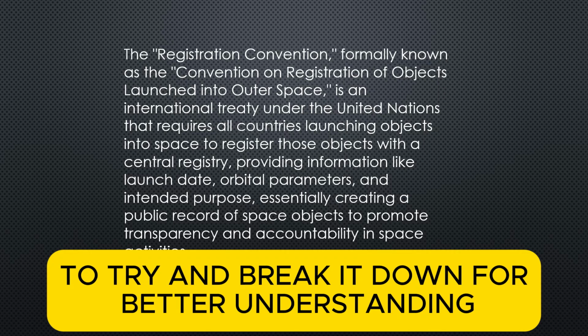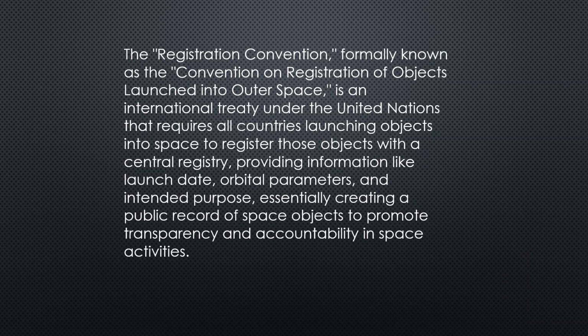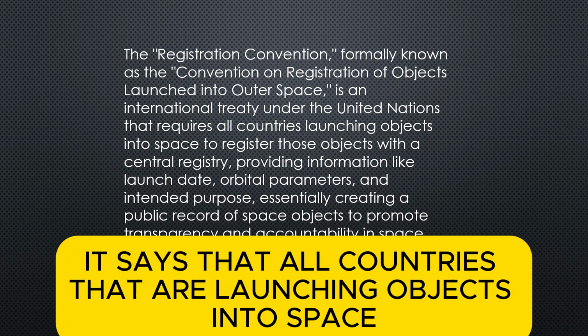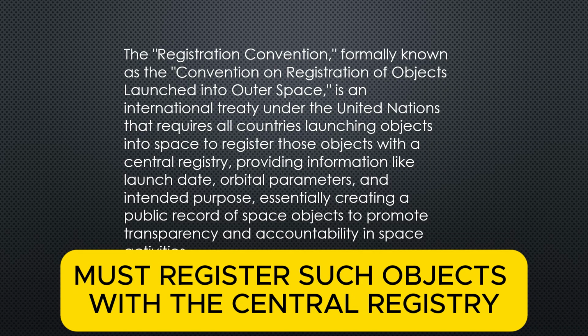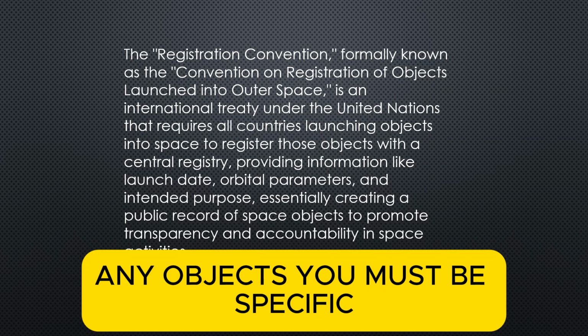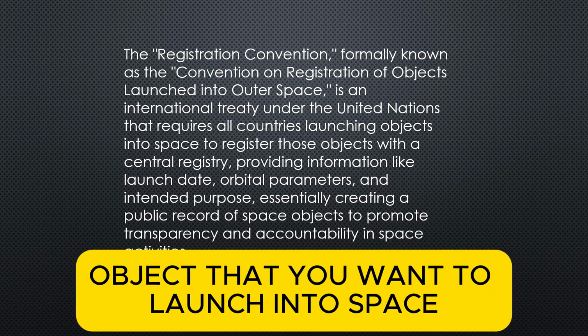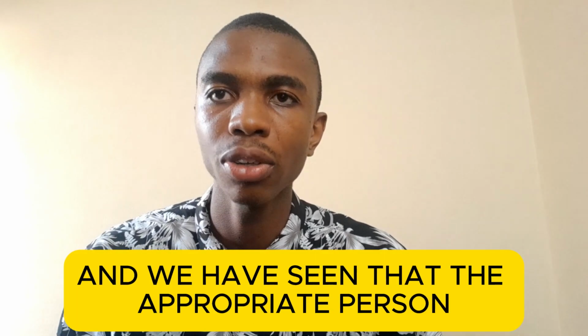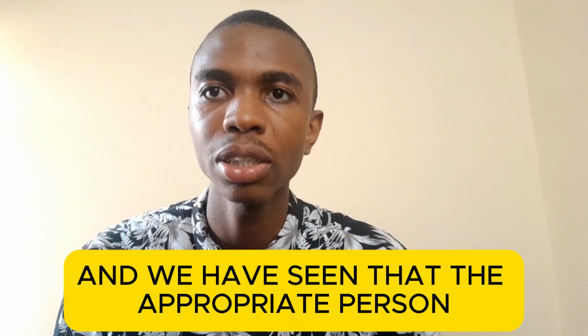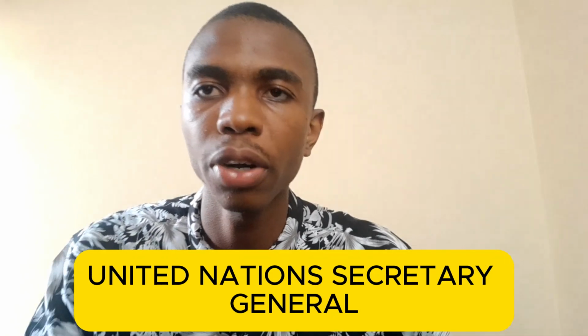So we'll try and break it down for better understanding. Now, we know what it was formerly called. It says that all countries launching objects into space must register those objects with the central registry. So it's not just about registering any object, it must be specific. Is it a satellite camera you're launching? What is the nature of the object that you want to launch into space? The United Nations must be well aware of it, and we have seen that the appropriate person or office to meet is the United Nations Secretary General.